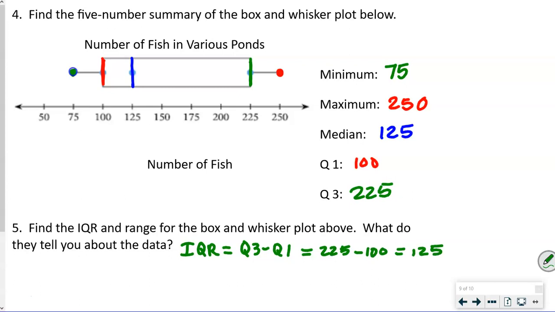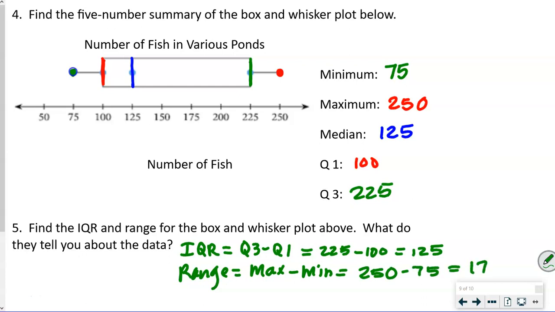And then our range, to find our range, again, we're going to do what? We're going to do max minus min, so that's going to be 250 minus 75, which is 175.